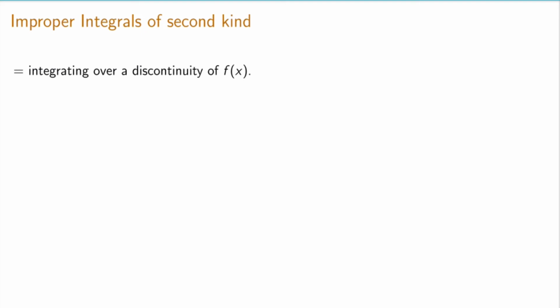Improper integrals of the second kind. These are those where we integrate over a discontinuity of f. Let me explain this on one example here: the integral from -1 to 2 of 1 over x squared dx.